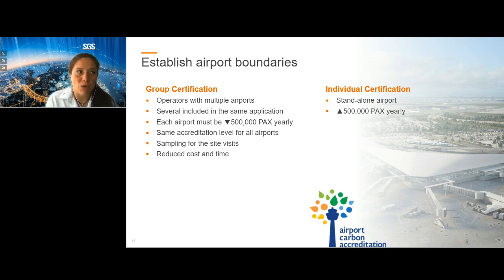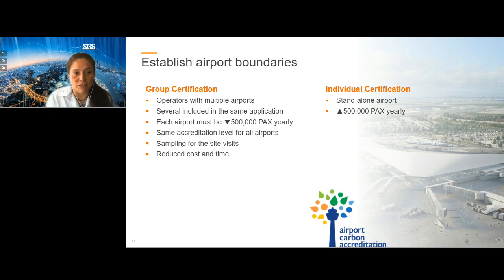So what are the requirements to have a group certification? You have to be an operator with multiple airports, and all those airports have to be included in the same application. So they have to undergo the verification, let's say, at the same time, more or less, at the same time frame. Each of the airports that belong to the group must be below 500,000 pax per year, and all the airports shall move together. So all shall be at the same level of accreditation. So in your group, all will be level 1 or all will be level 2. You cannot have some that are in level 1 and some that are in level 2. They all have to be in the same level.